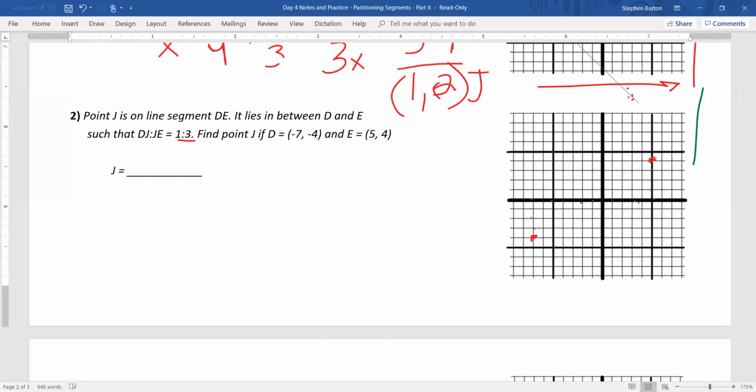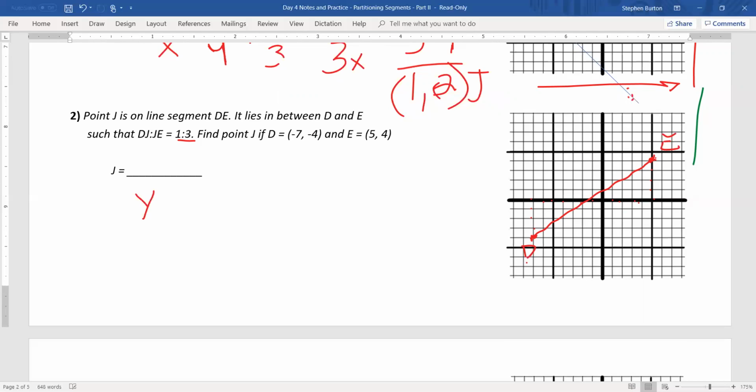Okay, now we just got to draw this line segment between here. That's pretty good. All right, we got 4 line segments. How many moves is it? How many moves on our x-axis does it take to get from D to E?